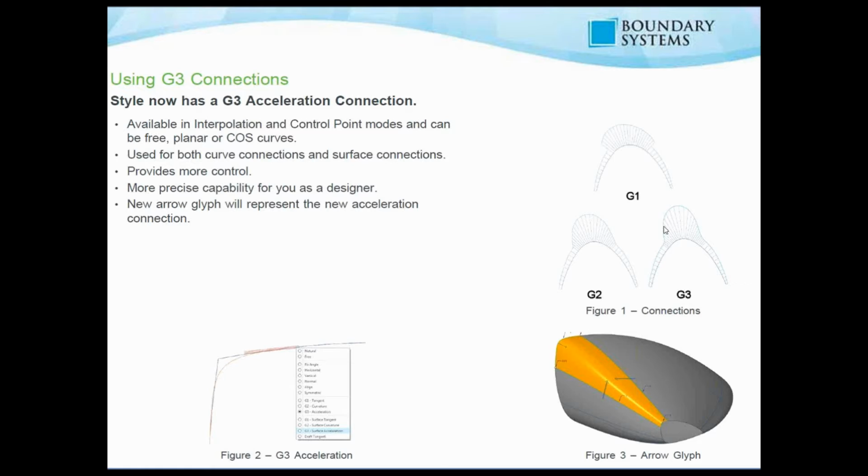So Figure 1 shows that quite well, I think. So we see G1 where the curvature comes up and then there's a sharp change in curvature. And then G2, it's a little bit better where it actually has a connection there, but there's still a sharp change. Where G3, there's actual smooth change in between the curvature.